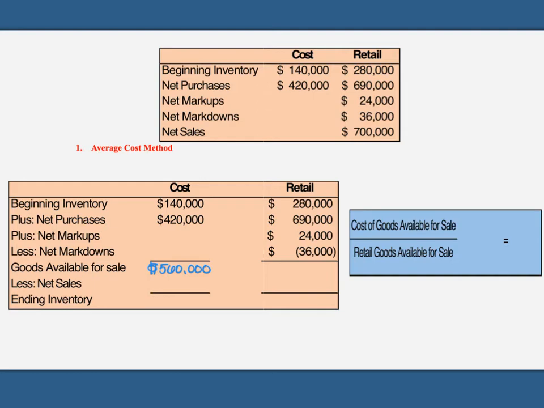Let's jump over to the retail column here, figure out what goods available for sale under the retail price are. So we add our beginning inventory and net purchases plus our net markups. We subtract our net markdowns, and that's going to give us our goods available for sale under retail price, and that's going to be $958,000.